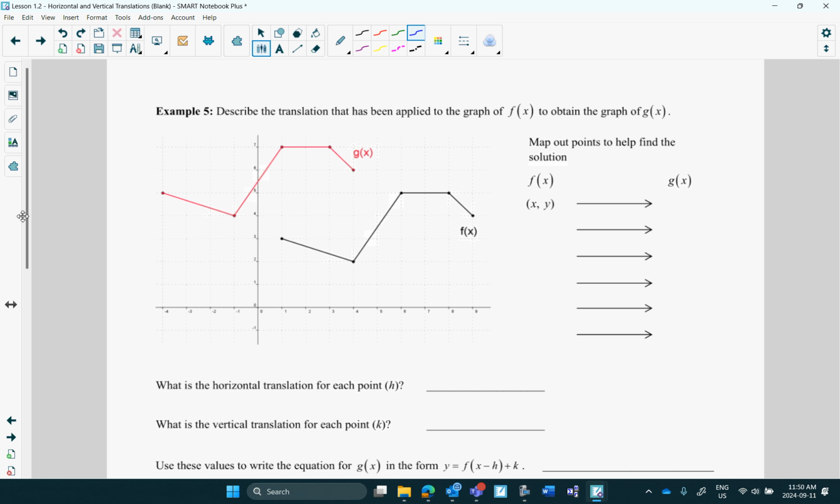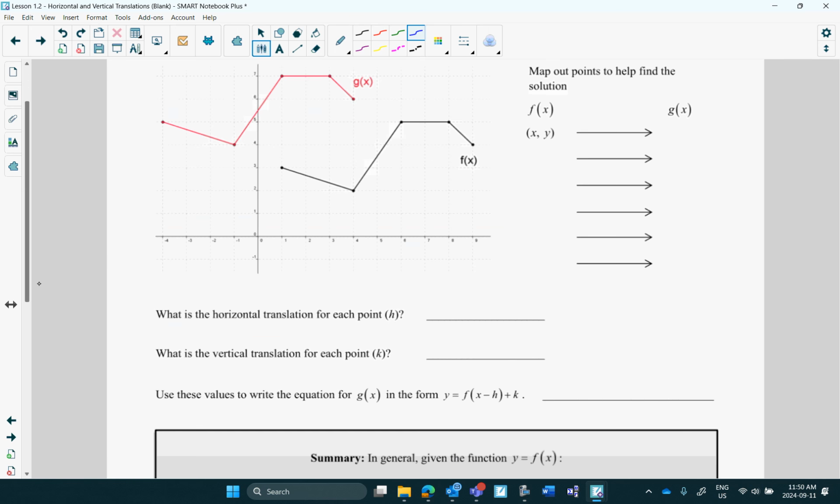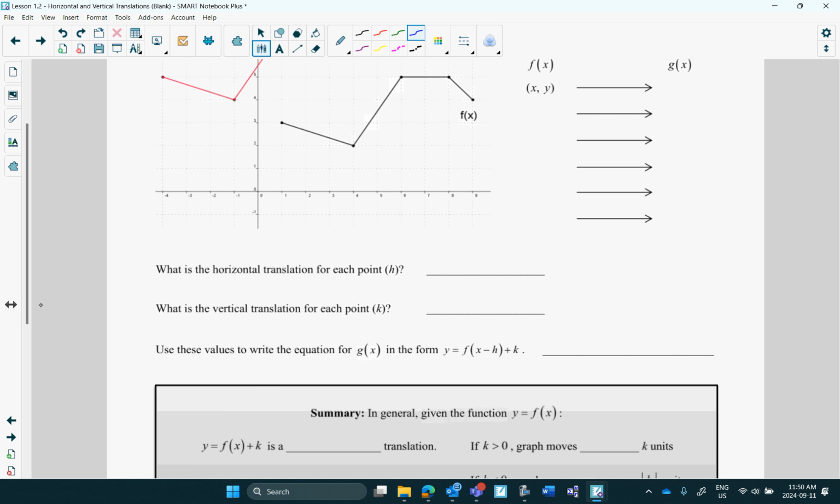So what we need to do is come up with the equation. And actually, I'm going to skip this. We don't even need this. How much is it shifting horizontally from black to red? Just horizontally. 5. You need to tell me direction. 5 to the left, right? Yeah. And how could you tell that?